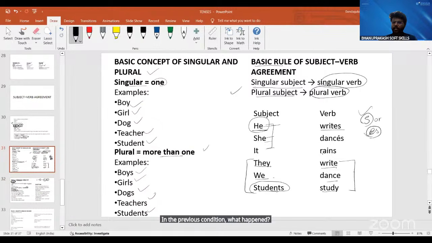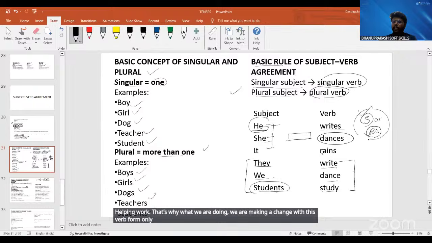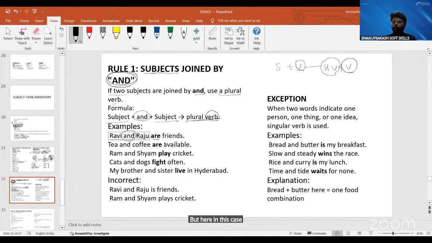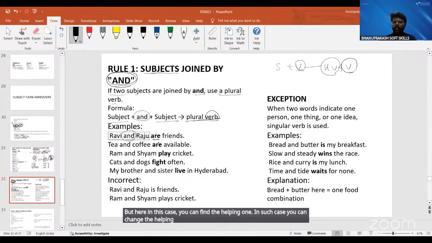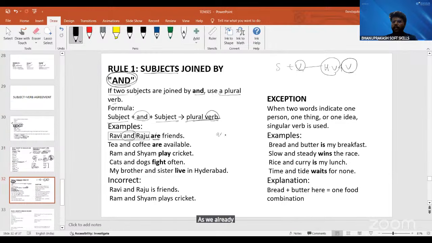Here, she dances, but in between you can't find any helping verb. That's why we are making a change with the verb form only, which is the s or es forms. But in this case, you can find the helping verb. In such a case, you can change the helping verb itself, as we already discussed: am, is, are. This am is related to singular and are is related to plural.